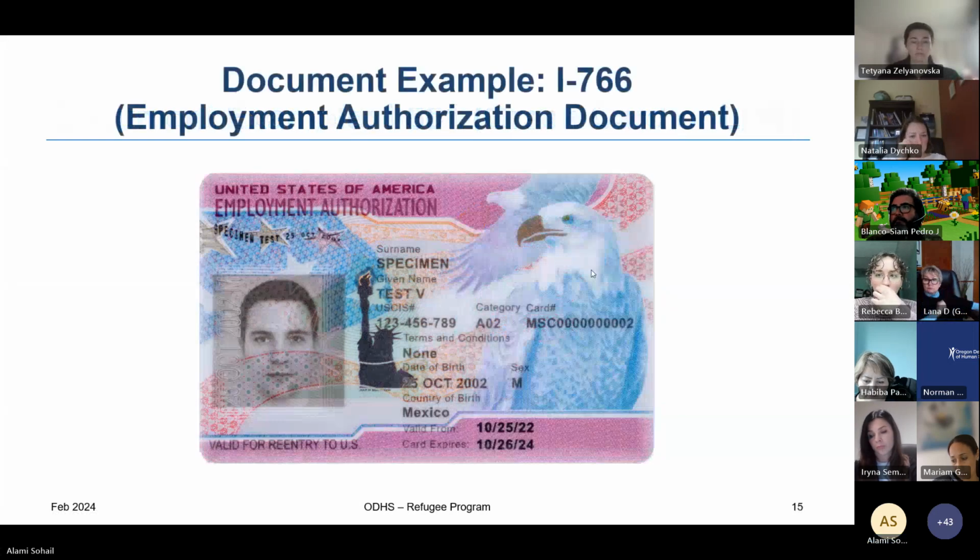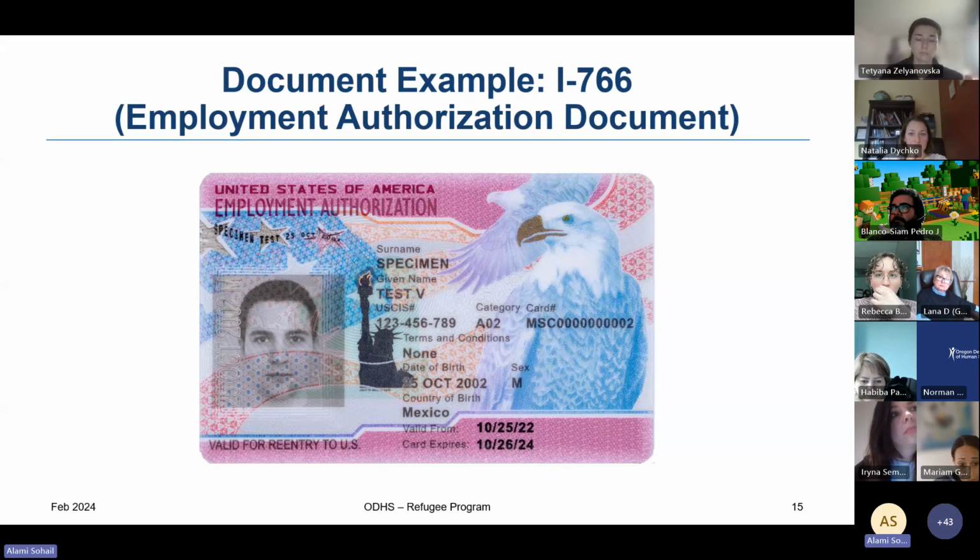All right. Same with the employment authorization document, it looks very similar to the LPR card. It has the same information on it, and what you would be keeping an eye out for would be the category code, the A number, and also when the card was issued and when it expires. A lot of the times you would see the code C11 on the category code.